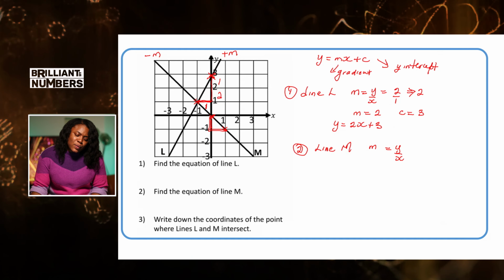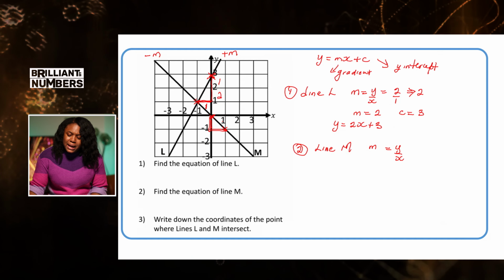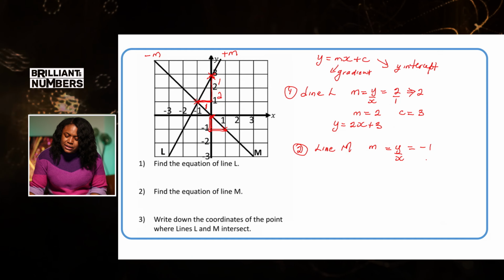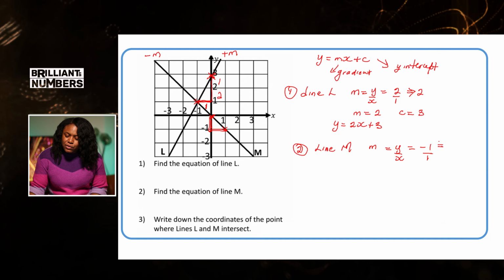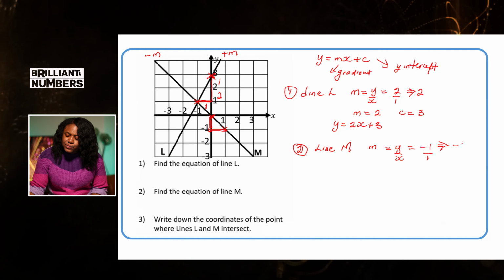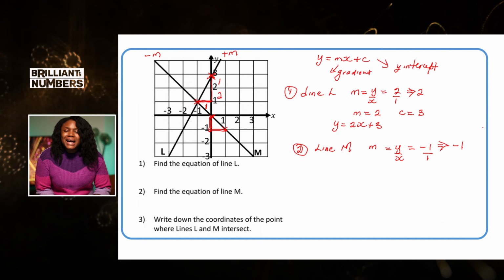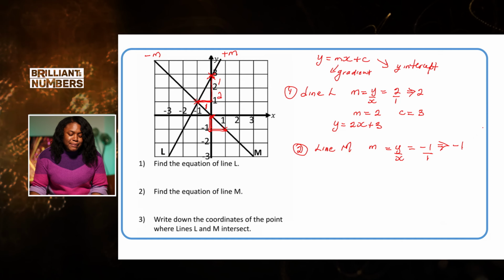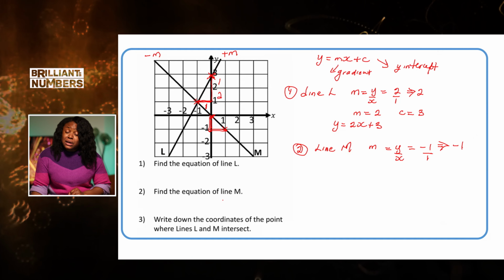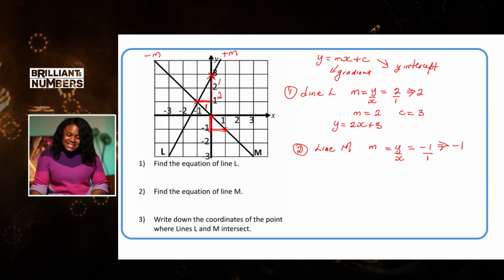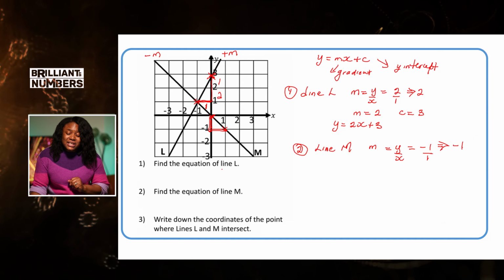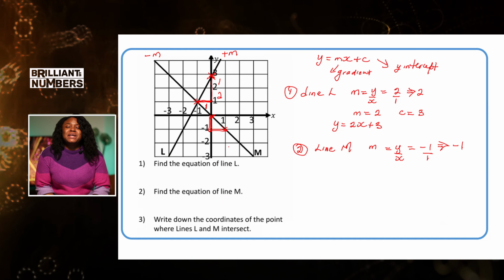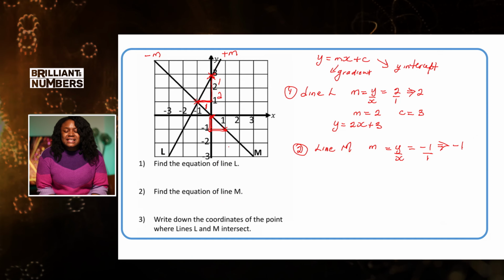I can see if I'm going down here, it's going to be minus 1, and I'm going one movement from here to the right, so that's positive. So the gradient of this line then is negative 1, because I'm doing minus 1 divided by positive 1. So now I've got my gradient. I'm now going to do the y-intercept. But for this one, I can see that the line crosses the y-axis at 0.